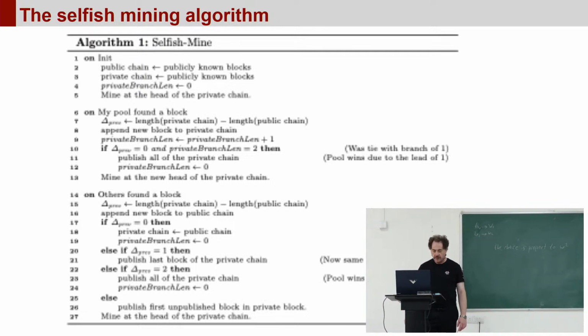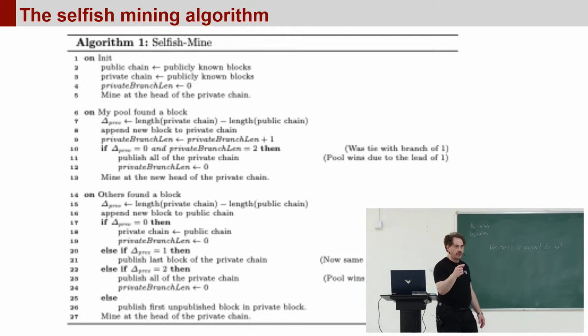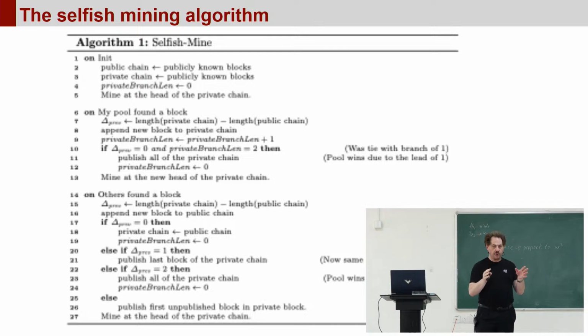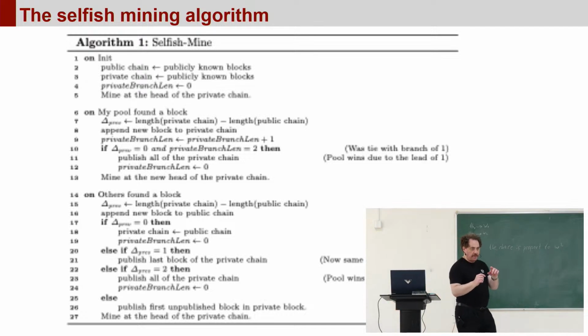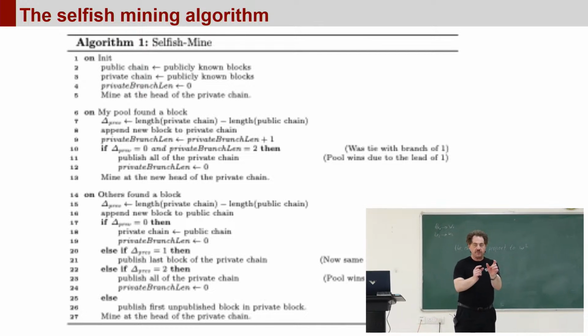The third case, if the delta was previously 2, meaning the private chain was longer than the public chain by 2 blocks, then I publish all of the private chain. So if the private chain was 2 ahead, but now the public chain is catching up, at this point, after the new block, I still have the advantage of 1 block. Delta was 2, now the delta is 1. At this point, I release all of the private chain and overcome the public chain.